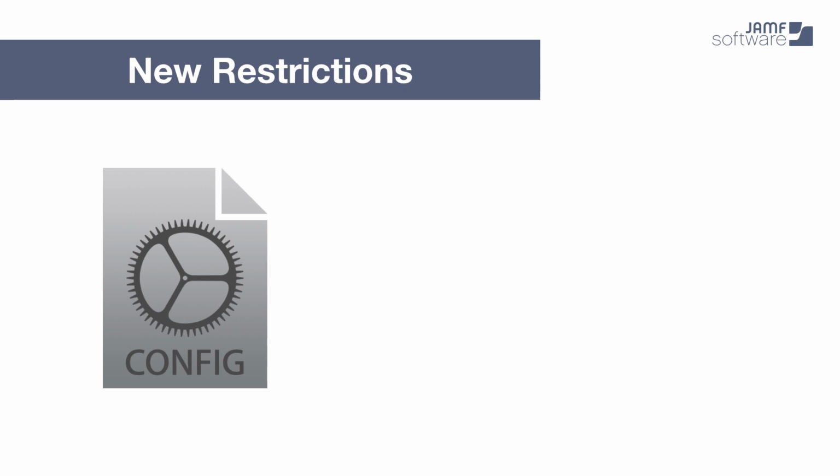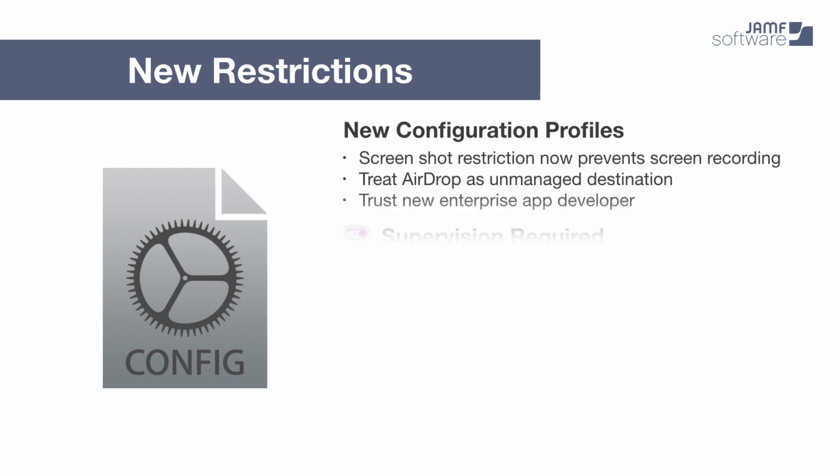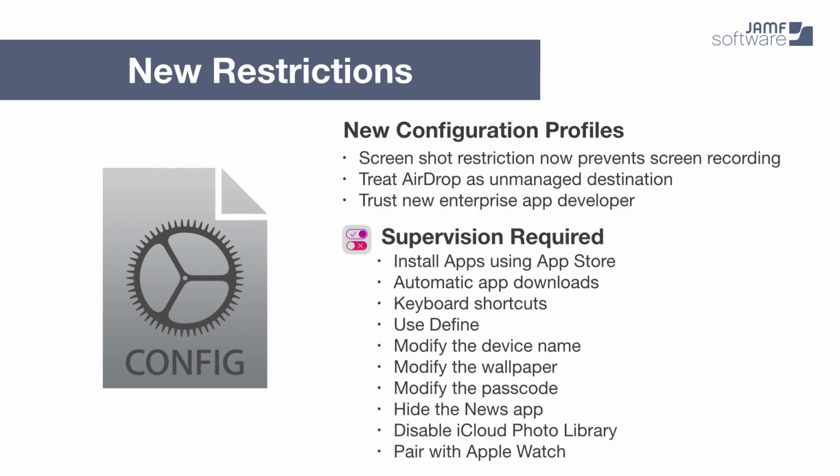And again, those config profiles are like a recipe for your device that you can send over there and tell it to turn on and off certain settings. And with iOS 9, Apple introduced a lot of new ones. I'm not going to go over all of them here today, but it's a good thing to know what's out there. Some really nice ones that they added.